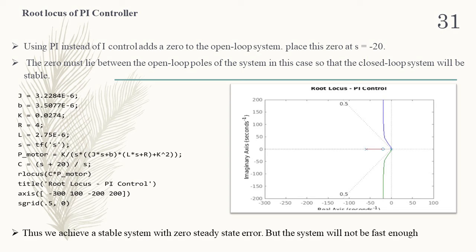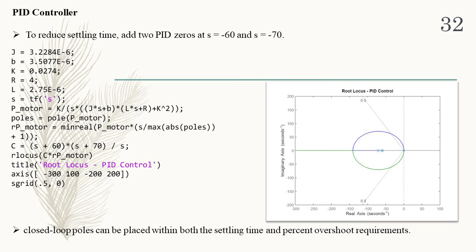Using PI instead of I control adds a zero to the open loop system. Place the zero at s equal to minus 20. Thus, we achieve a stable system with zero steady state error. Settling time will be high though, but we need it less than 40 milliseconds. Therefore, we use a PID controller. To reduce settling time, add two PID zeros at s equal to minus 60 and s equal to minus 70. Closed loop poles can be placed within both the settling time and percent overshoot requirements.